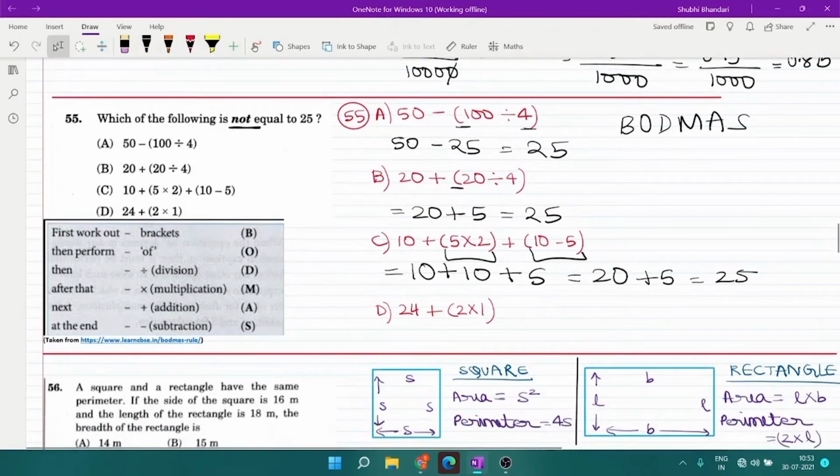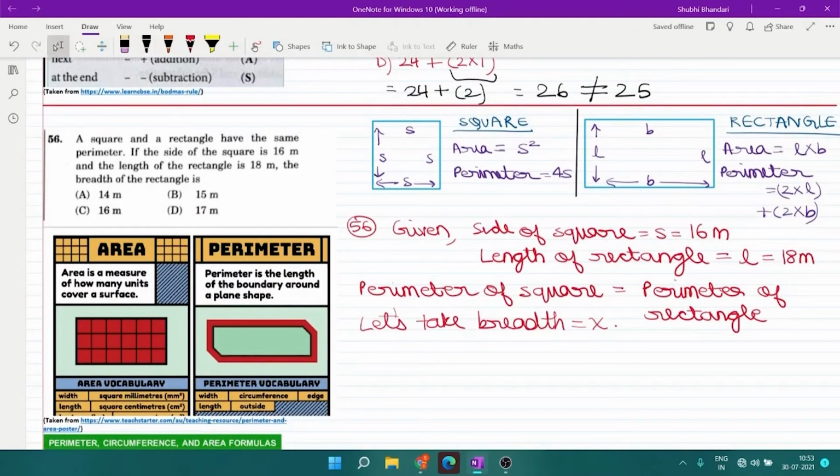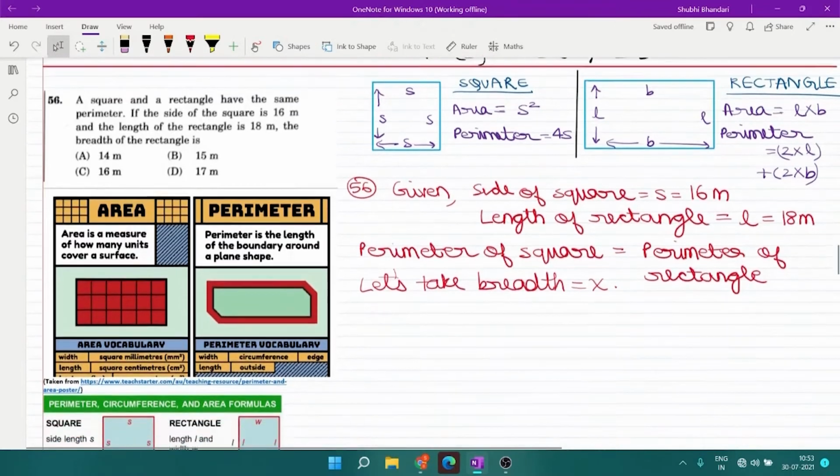And moving on to option D, 24 plus, in brackets, 2 into 1. Solving the bracket, 2 into 1 gives us 2. So this becomes 26. So 26 is not equal to 25, and that's why the correct option is D, because they have asked us what is not equal to 25, and A, B and C all give 25 as our answer. So read the question very carefully in questions like these, because often we end up marking the wrong value.